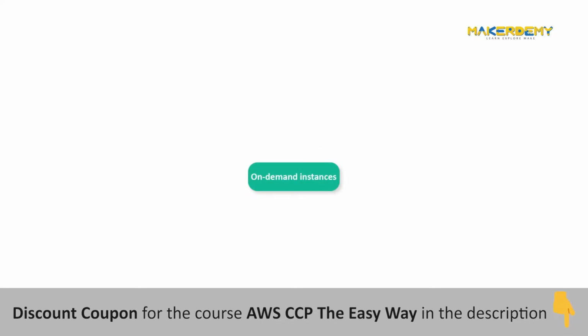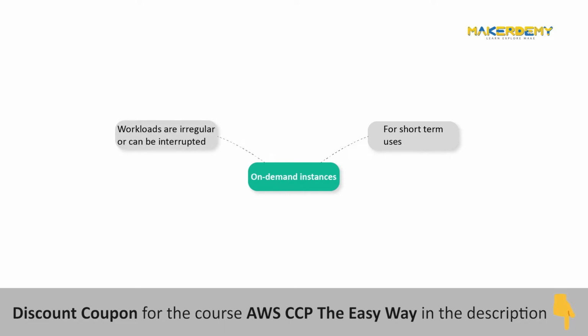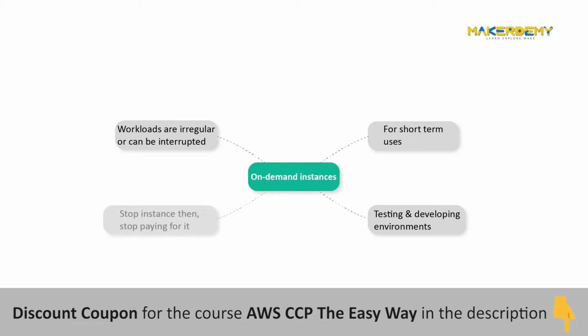On-demand instances are typically used for short-term uses where workloads can be irregular and where the workload can be interrupted. Many users of AWS use on-demand instances within their testing and development environments. When you stop or terminate your on-demand instance, you will stop paying for the compute resource.